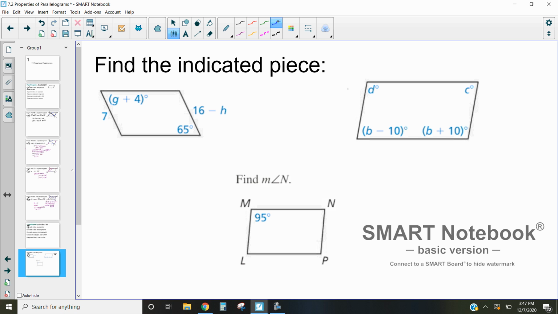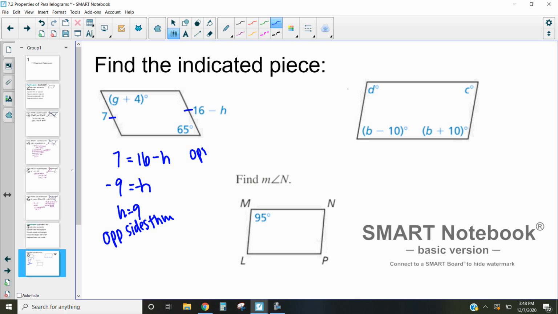Now, I want to find each of the indicated variables here. So I know that this piece and this piece are the same. Why do I know that? Because opposite sides of a parallelogram are congruent. So 7 equals 16 minus h. Well, 16 minus h equals 7. So we can figure out what h is by subtracting 16 from both sides, and we get -9 equals -h, or h equals 9.